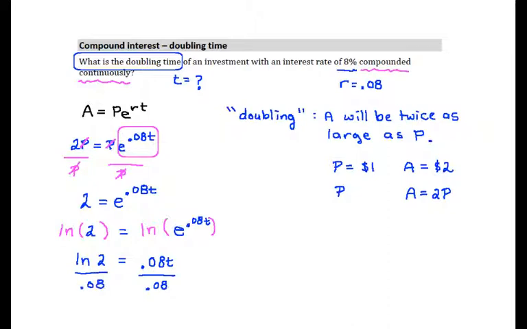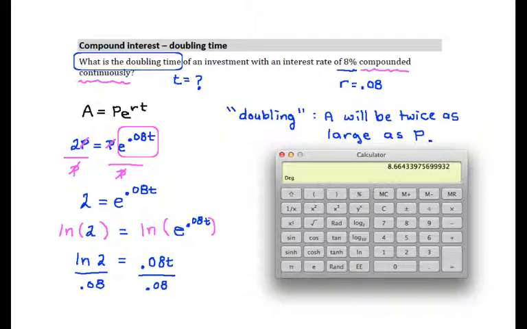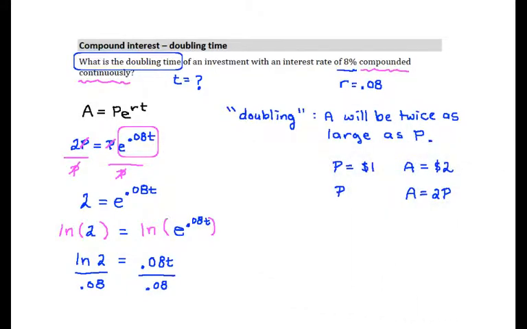So let's go ahead and enter this into our calculator. 2 natural log divided by 0.08 gets me 8.664. Let's go ahead and write this as 8.66. And again, this is a value of t, and therefore this is a number of years.